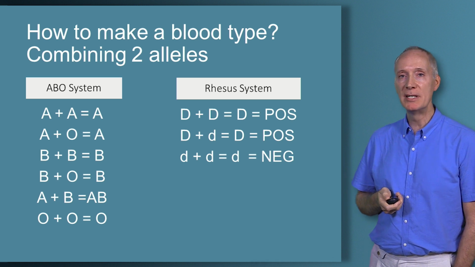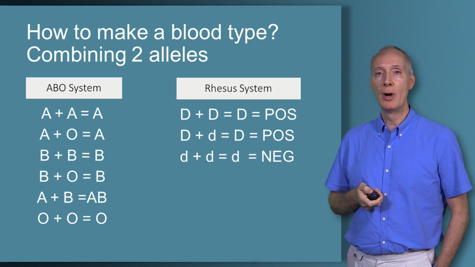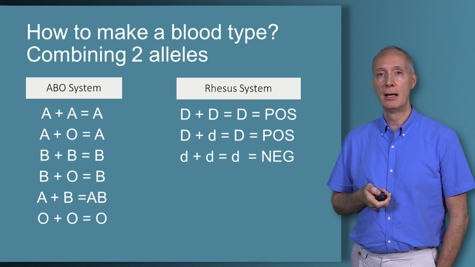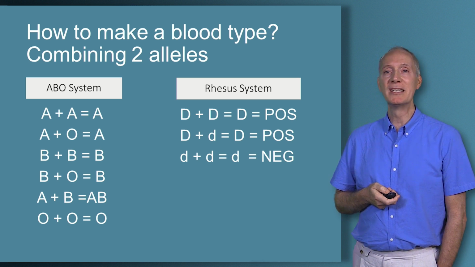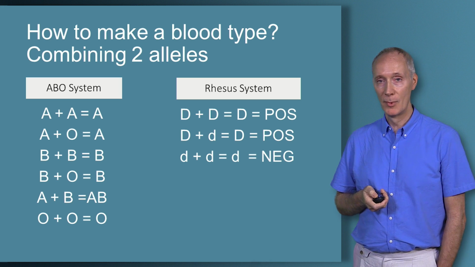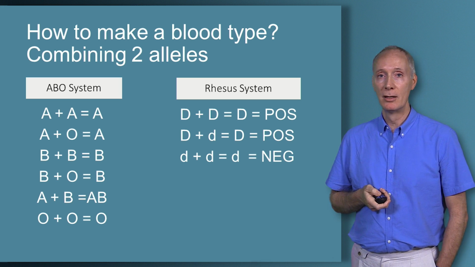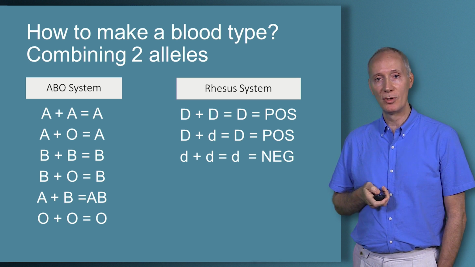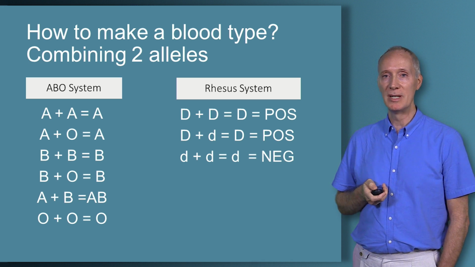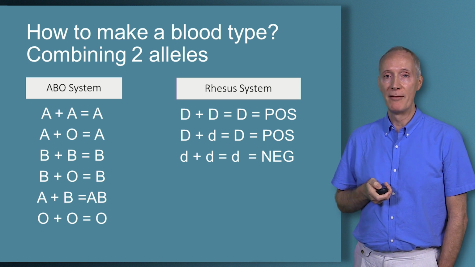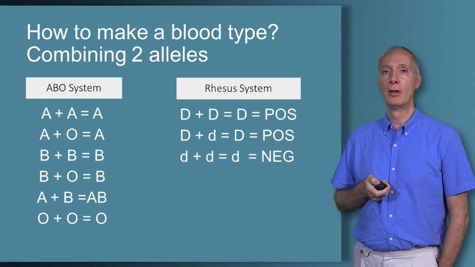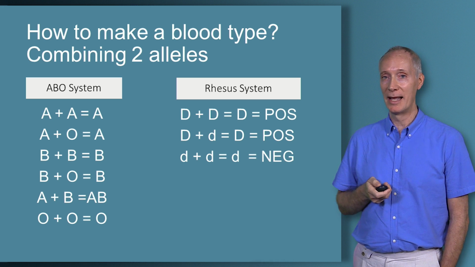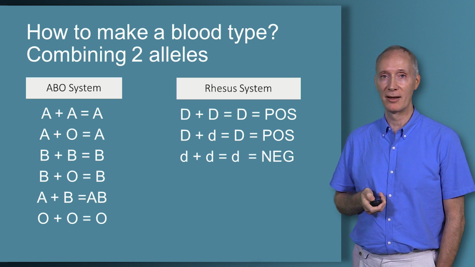In the rhesus system, if you have a D antigen on one allele and also a D antigen on the other, you're rhesus positive, or big D. If you have big D on one allele and no D or small d on the other, you're still rhesus positive. If you have no D antigen on one nor on the other, so small d and small d, you're rhesus negative.